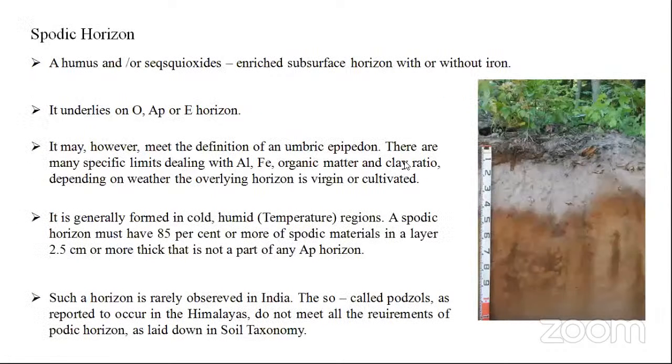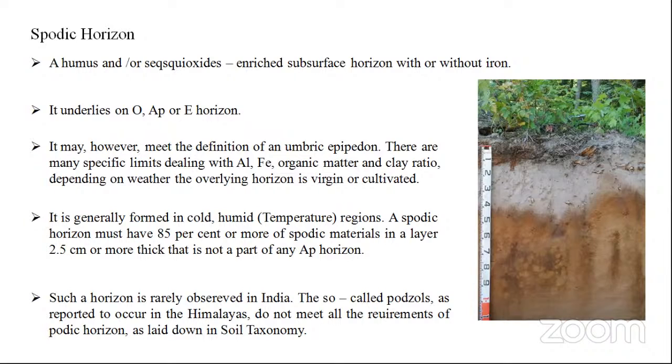Coming to the next one, called the spodic horizon. Here also, this subsurface horizon is completely enriched with aluminum oxides with or without iron. There may or may not be iron, but it is completely enriched with humus. Humus.